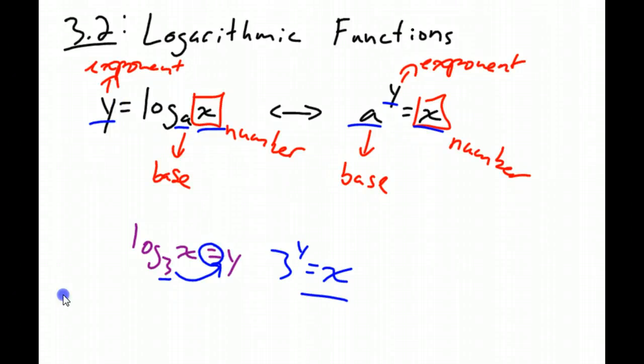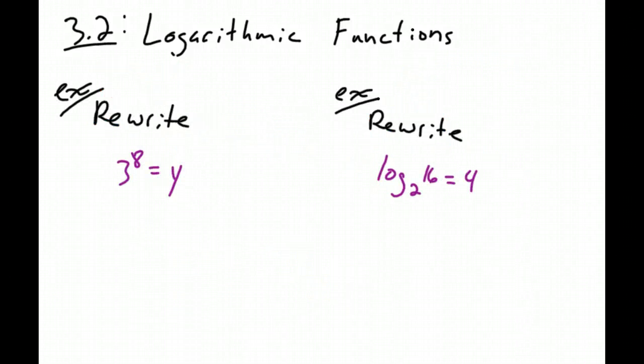Got to know both ways. I'm going to look at two different examples of rewriting these the opposite way. In this first one right here, I have an exponential form already, and I need to rewrite it as a logarithm. Well, I have my base, I have an exponent, which I know is what it equals, and I have my number. So I take the log of my base, 3, equals my exponent, and then I put my number inside the log. There it is. That's as simple as it gets.